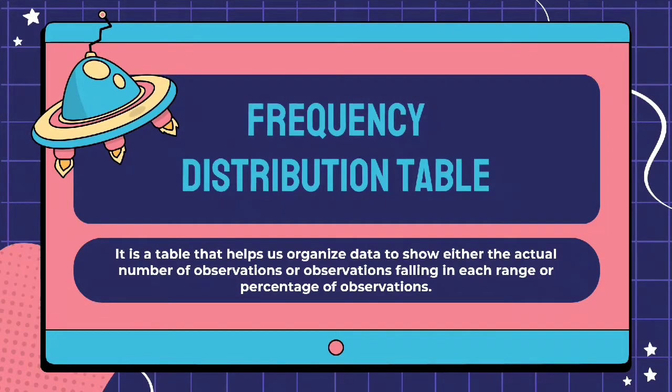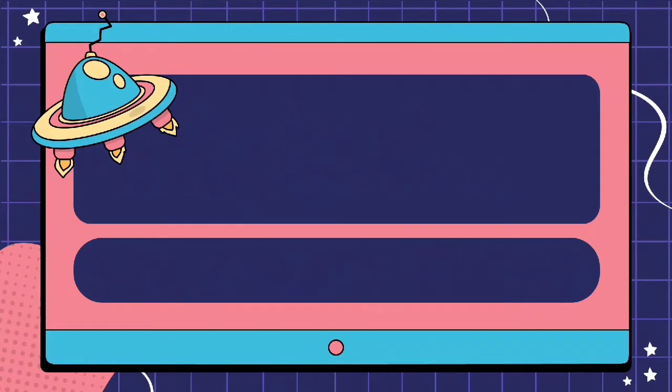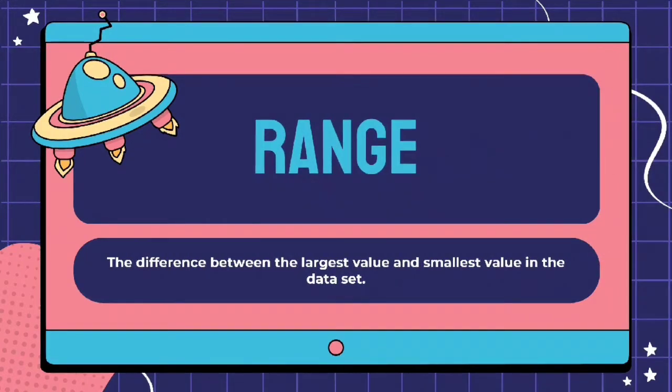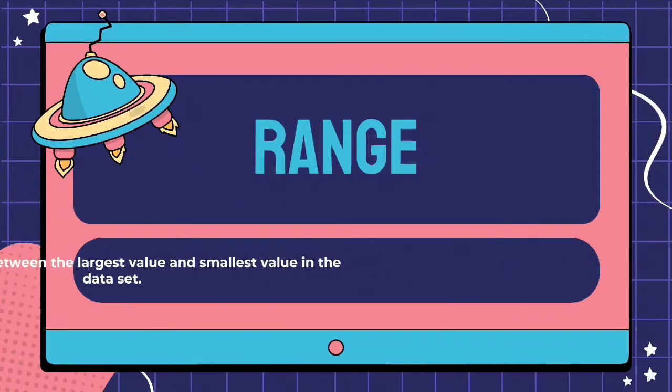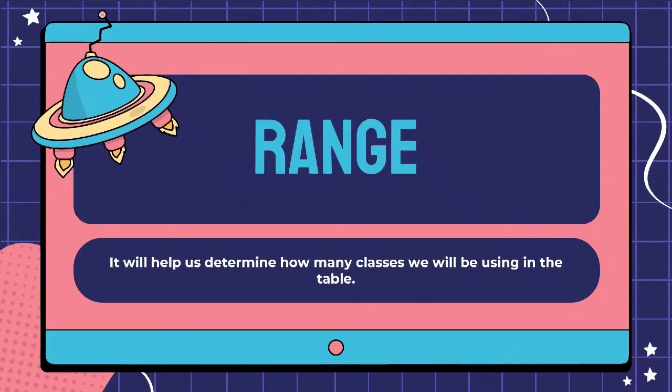The frequency distribution table also has range. Range is the difference between the largest value and the smallest value in the dataset. But how do we solve for the range, and why is it important? Well, it's because this will help us determine how many classes we will be using in the table.